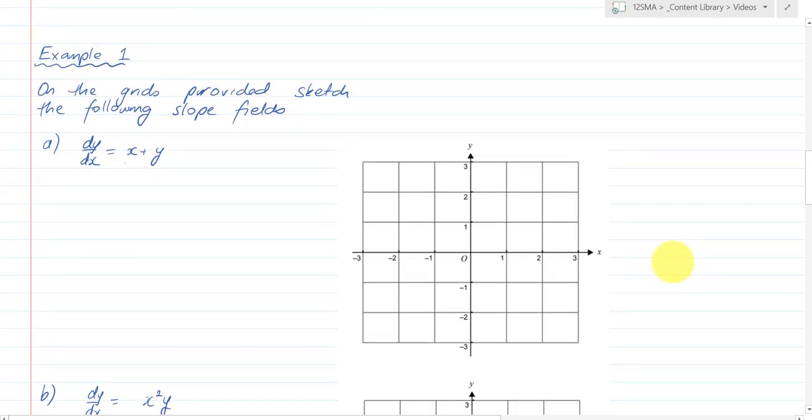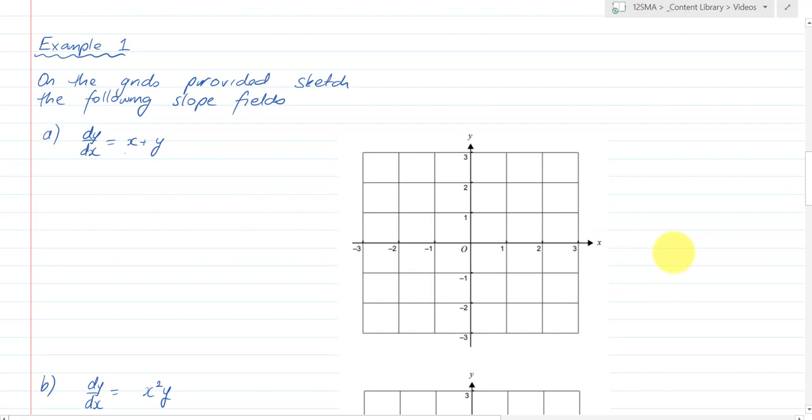So example one: on the grid provided, sketch the following slope field, dy/dx equals x plus y. x plus y is not solvable, so it's an important one to be able to do. So I'm going to just start by building up some trends and sketching those trends.